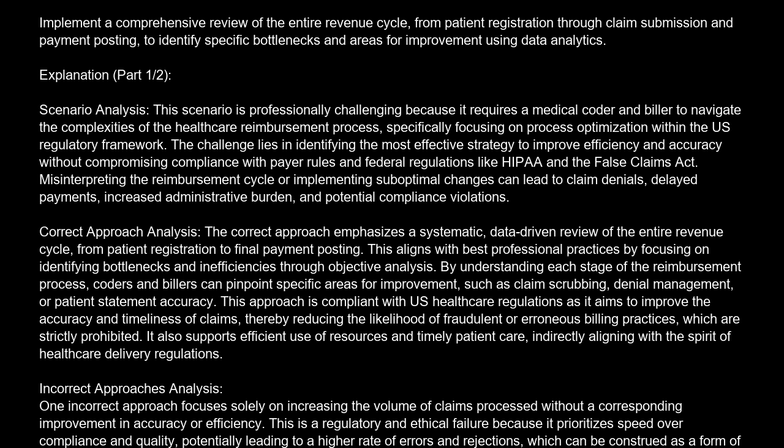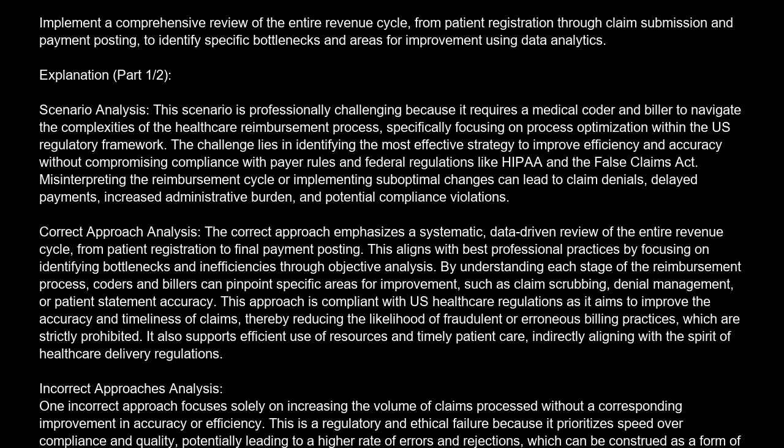Explanation. Scenario analysis. This scenario is professionally challenging because it requires a medical coder and biller to navigate the complexities of the healthcare reimbursement process, specifically focusing on process optimization within the U.S. regulatory framework. The challenge lies in identifying the most effective strategy to improve efficiency and accuracy without compromising compliance with payer rules and federal regulations like HIPAA and the False Claims Act. Misinterpreting the reimbursement cycle or implementing suboptimal changes can lead to claim denials, delayed payments, increased administrative burden, and potential compliance violations.